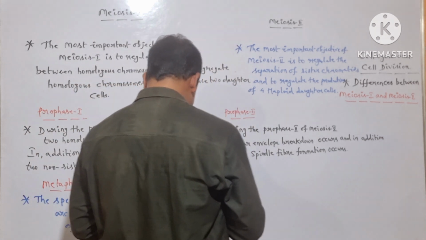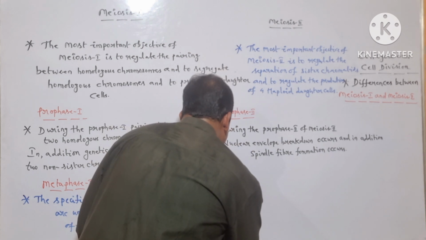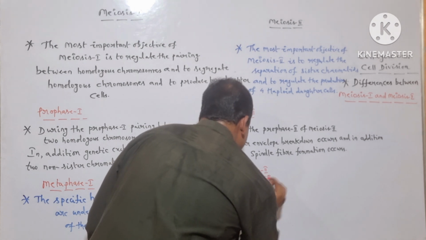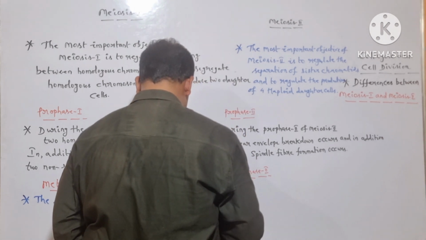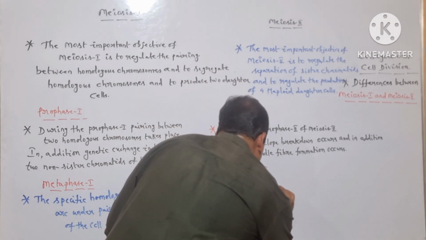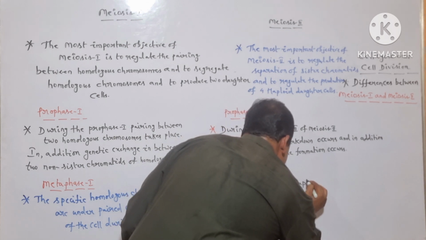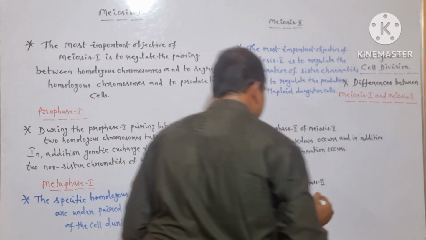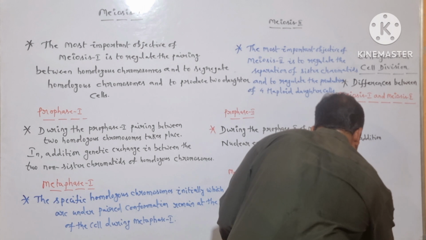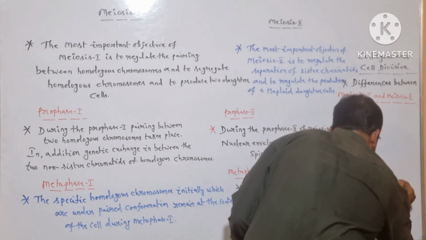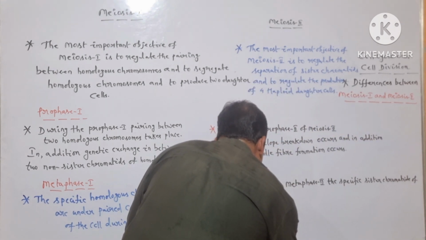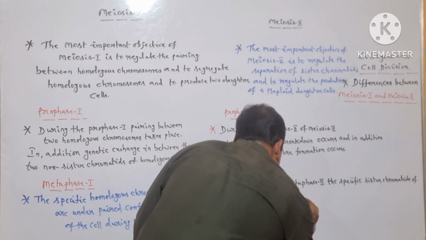So let me write it here. Metaphase 2. During metaphase 2, the specific sister chromatids of dyad chromosomes remain at the center of the cell.